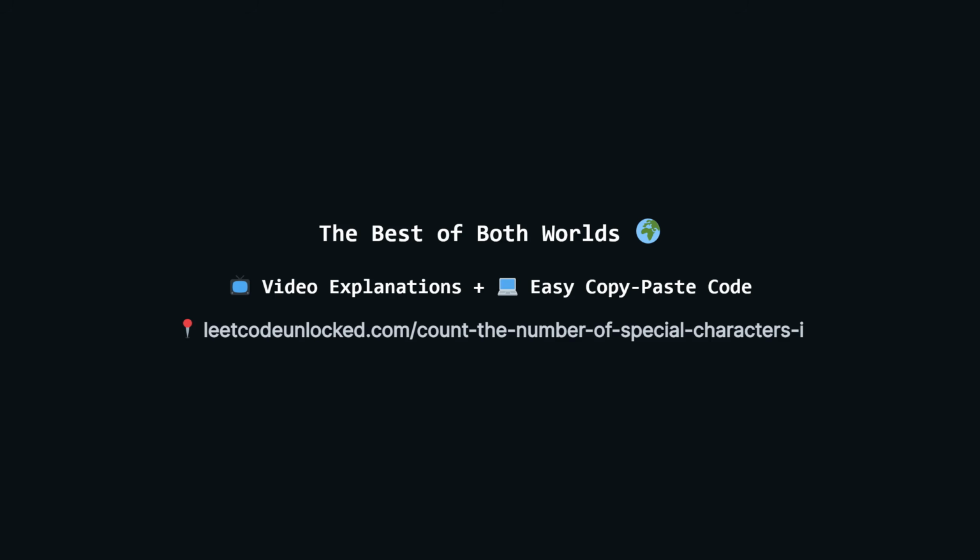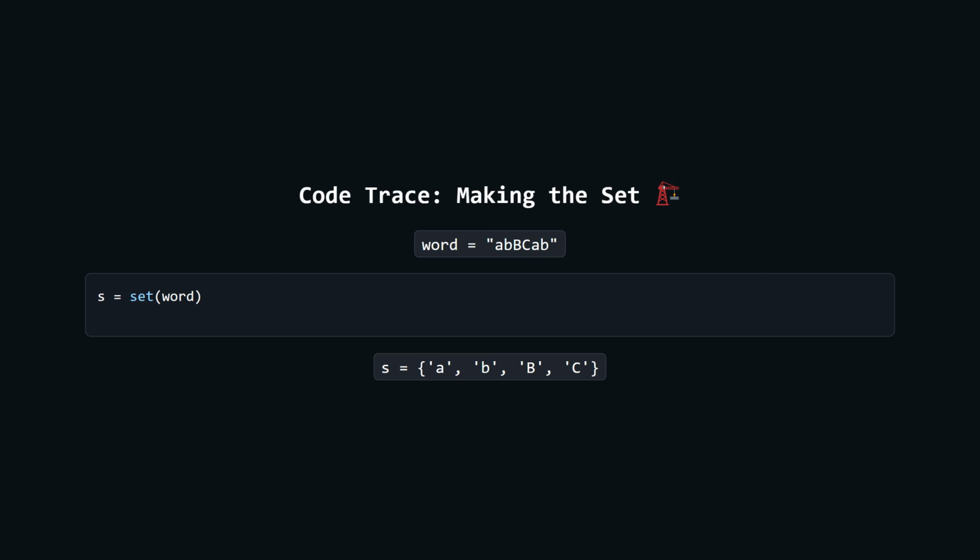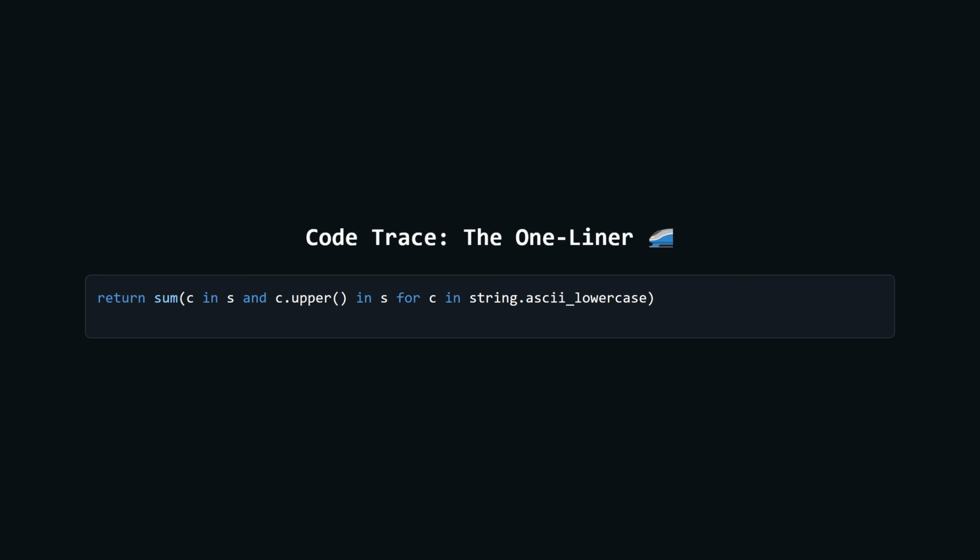Now let's trace this code. Okay, let's dry run this with the word a, b, capital C, a, b. First, we convert the word into a set called s. Notice how the duplicate lowercase a and b get removed. We are left with just the unique characters. Next we have this big return statement. It looks dense, but it's basically just a loop hiding inside a sum function. Let's look at the loop part first.